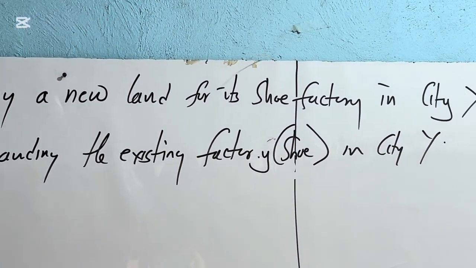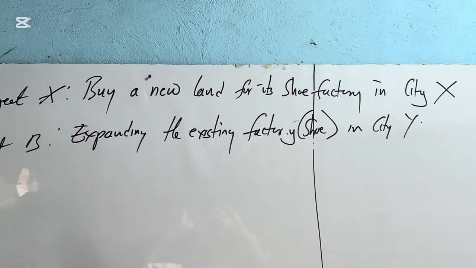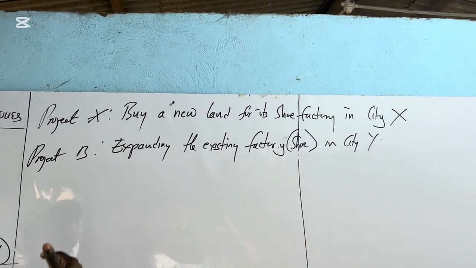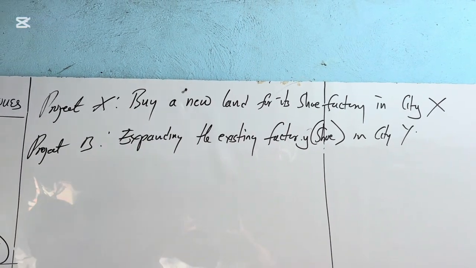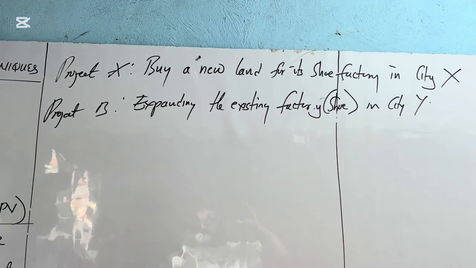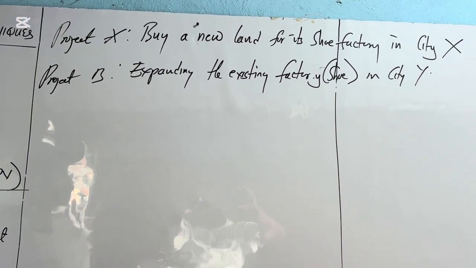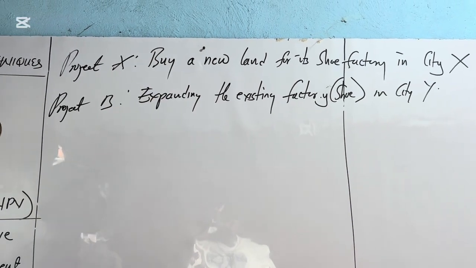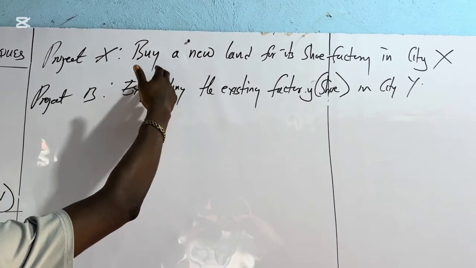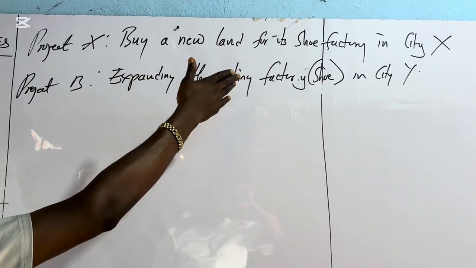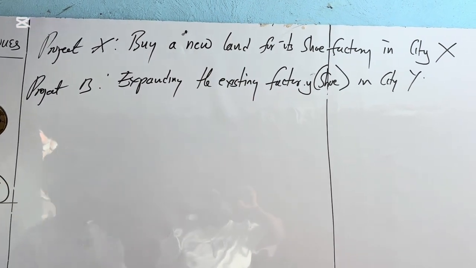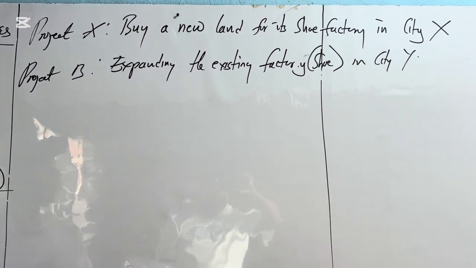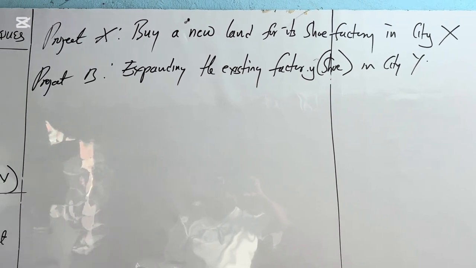Now, this is what we call a mutually exclusive project, because you see, the company will have to choose one. The reason being that both projects have to do with money, and due to budget or financial constraint or strategic constraint or human resource available, the company has to select one. Either they will go in for buying a new land for their new shoe factory in city X, or they will resort to expanding their existing factory in city Y. So this is a mutually exclusive project.